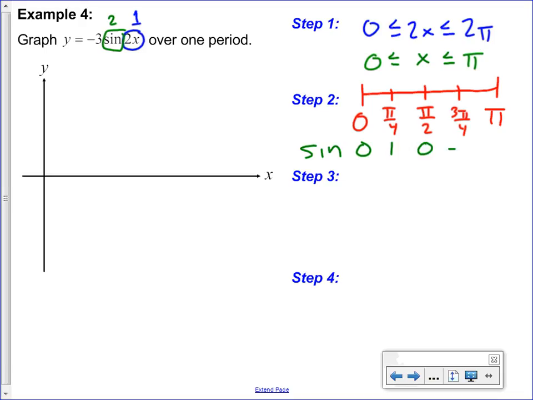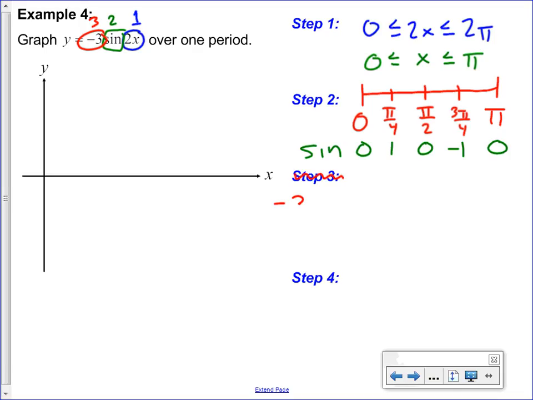0, -1, 0, right? Okay. And then last but not least, here's the third step. I'm going to use this one. Here we go. This is the third step. That says multiply all those answers by 3.